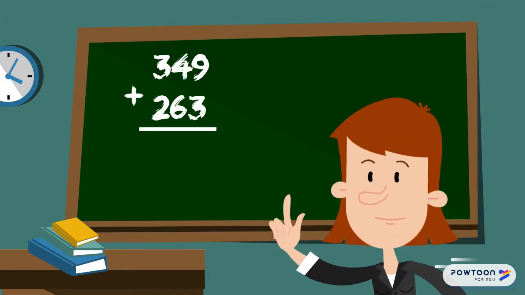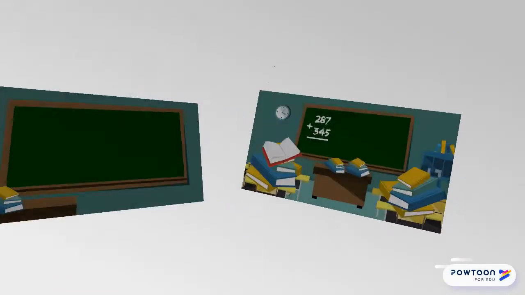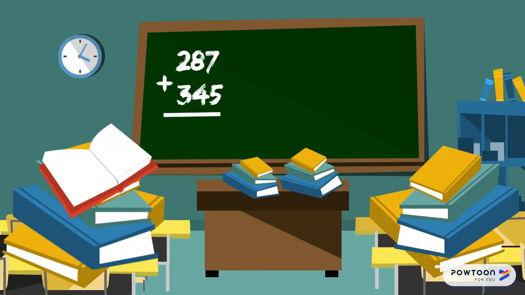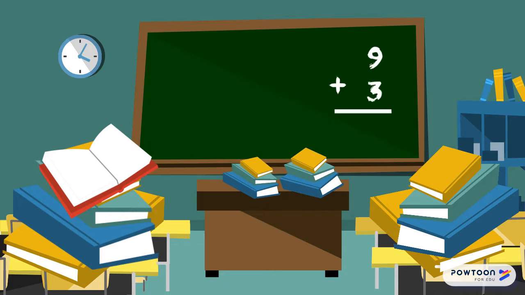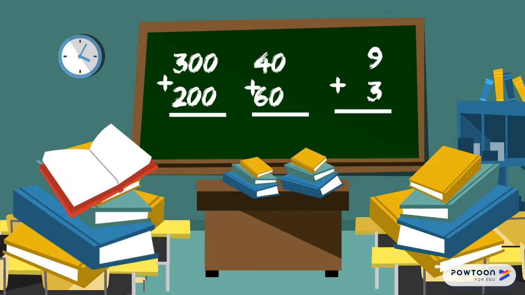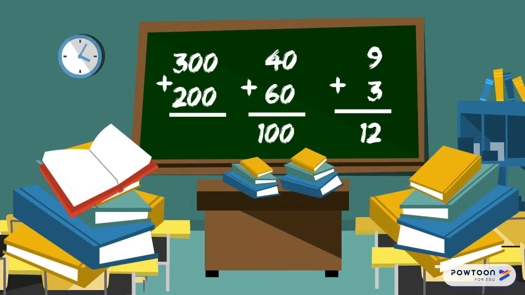Okay, we have 349 plus 263. First step is to break the problem down by the place values. Okay, that gives us 9 plus 3 for the ones, 40 plus 60 for the tens, and 300 plus 200 for the hundreds. Now we can start our addition. 9 plus 3 equals 12. 40 plus 60 is easy, that's 100. And 300 plus 200 is 500.